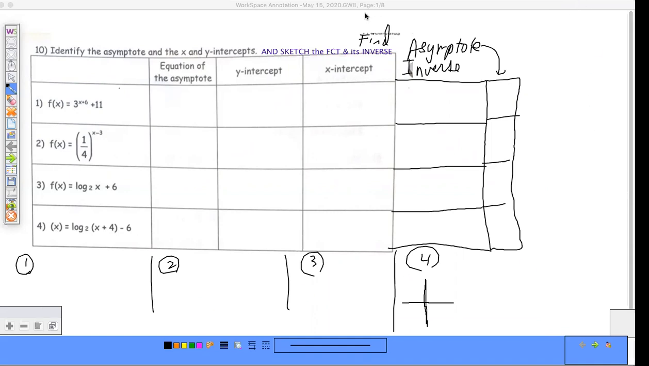So everybody start going up. Remember, if you go to the top of the screen here, you can hit annotate and you can start writing. So I'll wait for you guys to fill all that in. Let's get going.